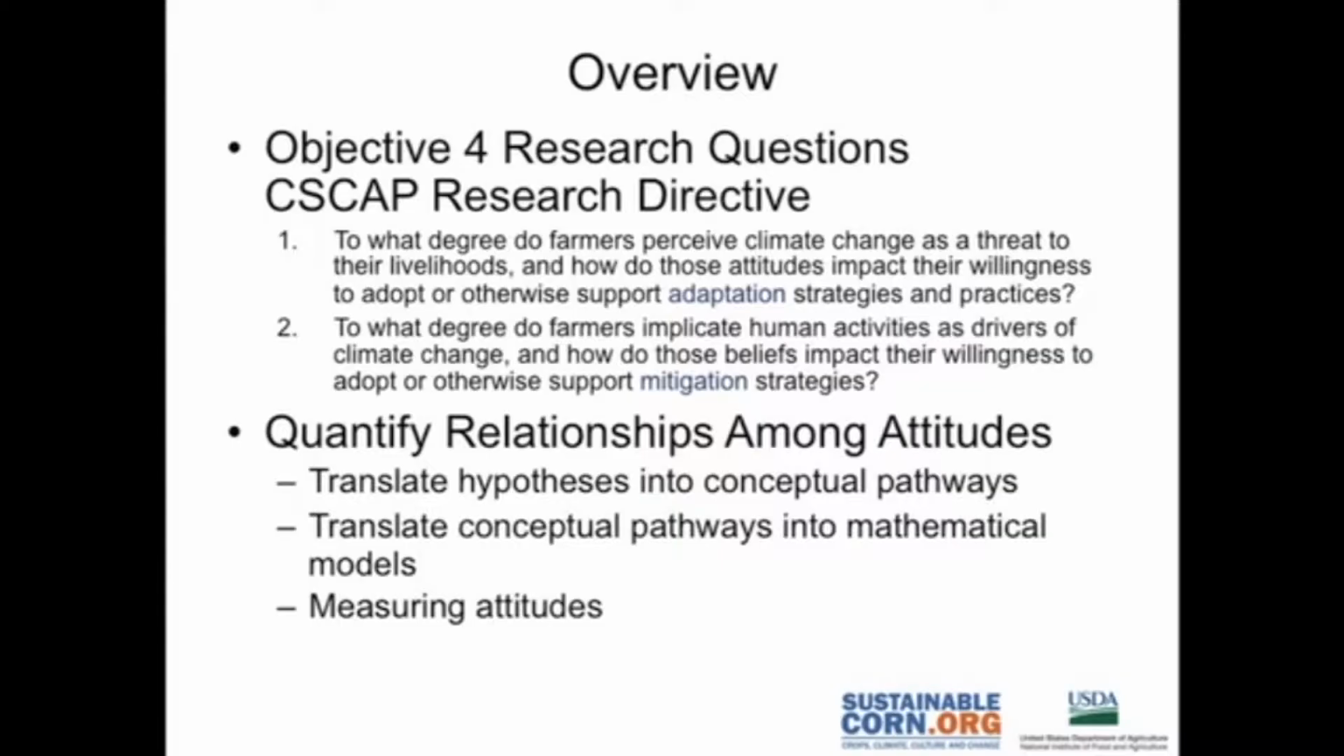So to motivate this, I'll go to the CAP research directive and a couple of the research questions under Objective 4. And the first question is, to what degree do farmers perceive climate change as a threat to their livelihoods, and how do those attitudes impact their willingness to adopt or support adaptation strategies?